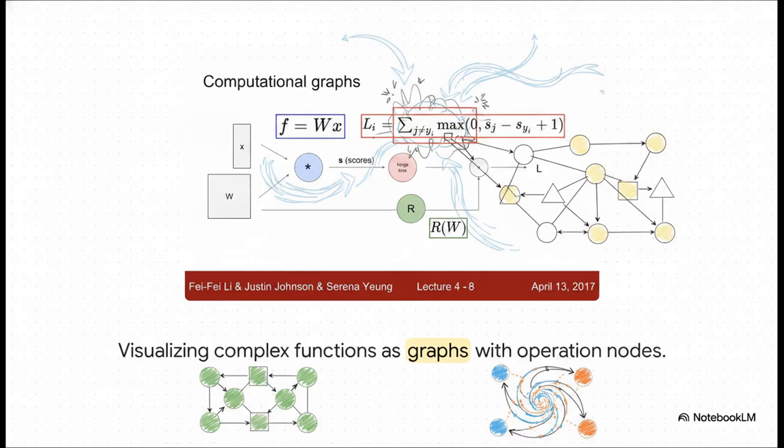We visualize these complex mathematical functions as graphical maps. Every single mathematical operation, whether it's a simple multiplication, an addition, or a full loss calculation, becomes an individual node or a gate on this graph. And the data just flows through these nodes, step by step.